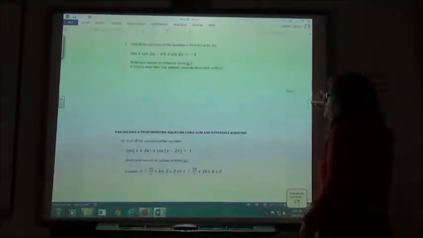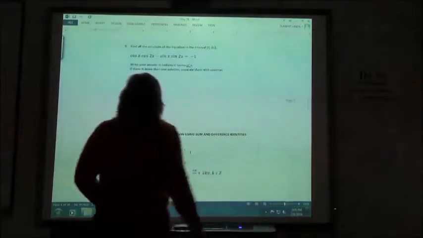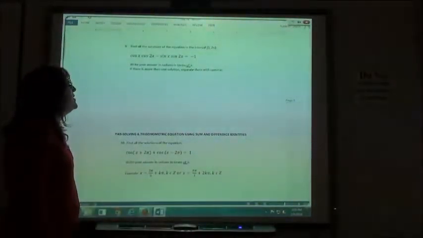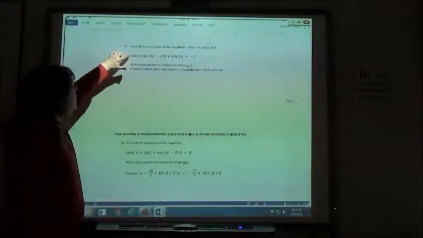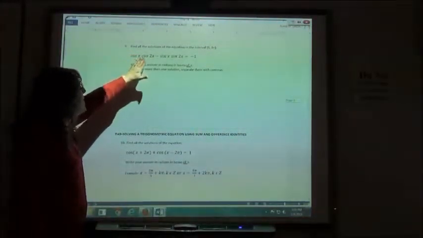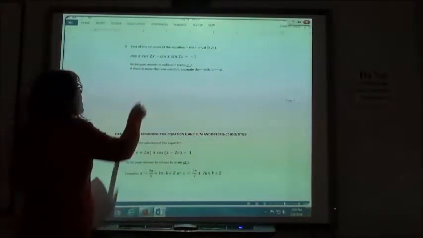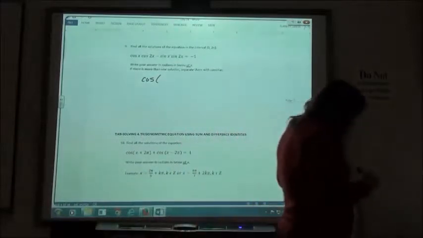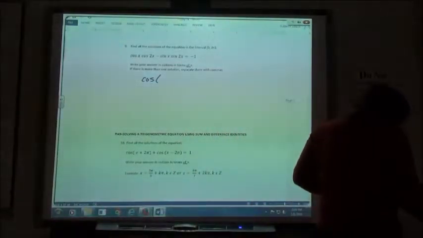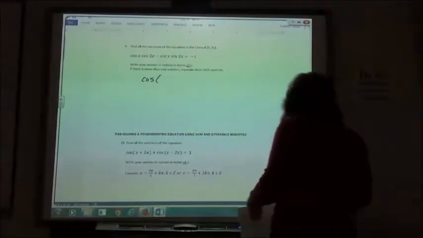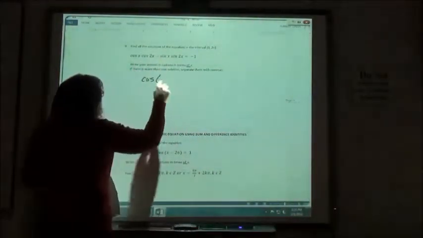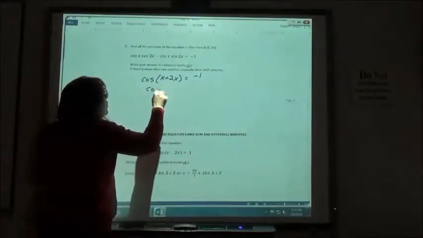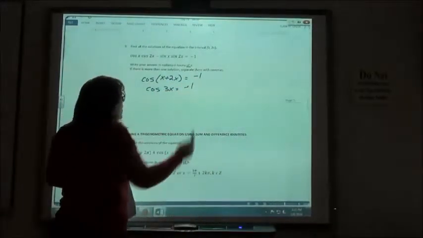Number 9. This time we have cosine of x, cosine of 2x, minus sine of x, sine of 2x equals -1. So again, if I look at my difference formulas, cosine, cosine, minus sine, sine, means I'm going to have the cosine of a plus b if I look at my formulas. So cosine of a plus b would be x plus 2x to equal my -1. So the cosine of 3x would equal -1.